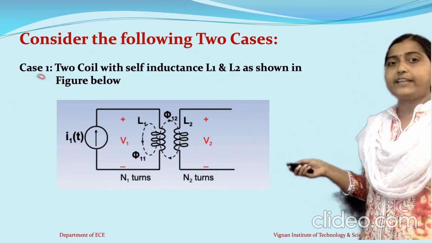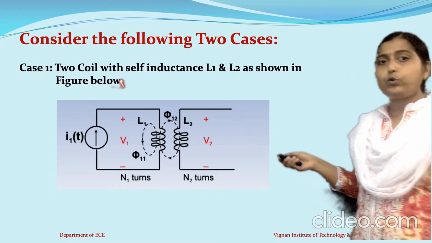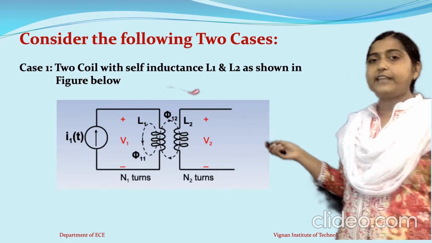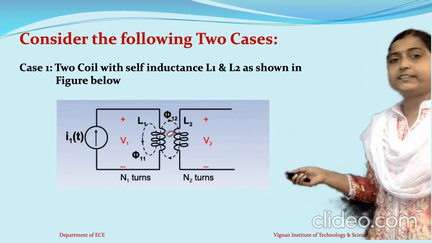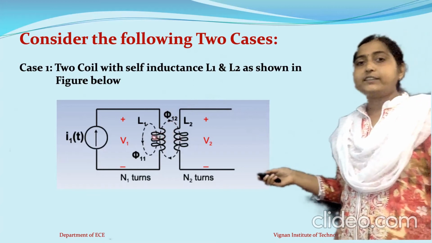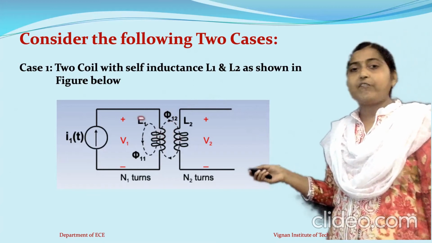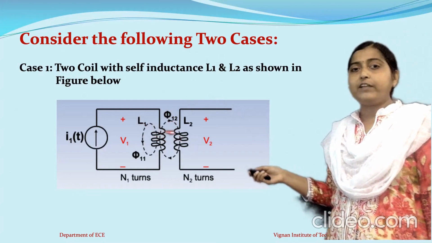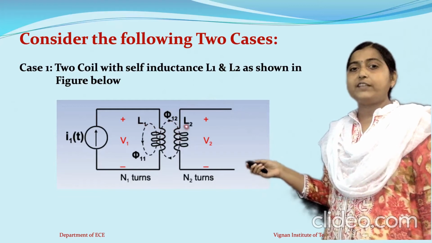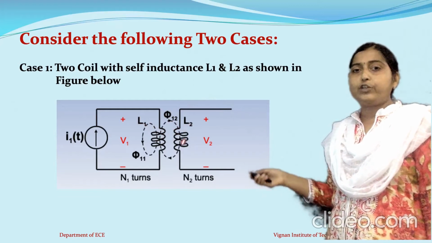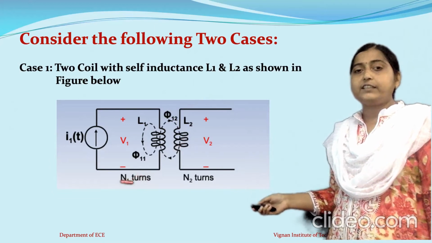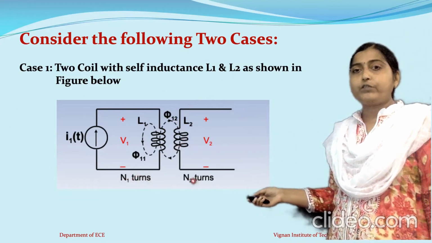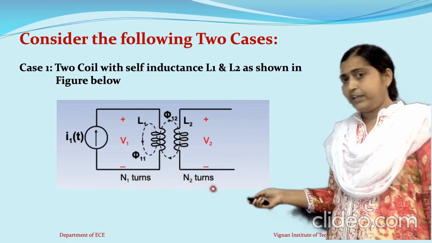So, what is case 1? Case 1 is two coils with self-inductance L1 and L2 as shown in the figure below. Let us consider this figure here. I am considering two coils, one having a self-inductance of L1 and the other having a self-inductance of L2. The number of turns in the first inductor is N1 and the number of turns in the second inductor is N2.